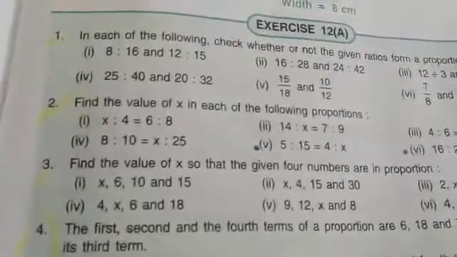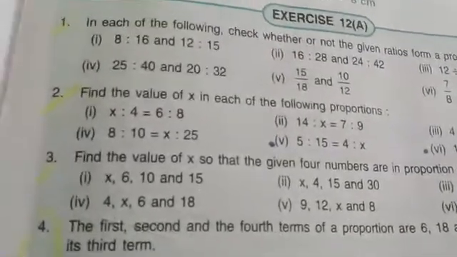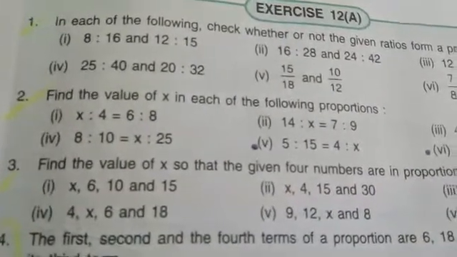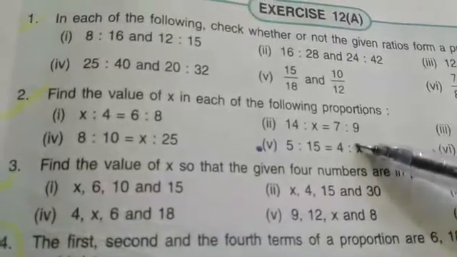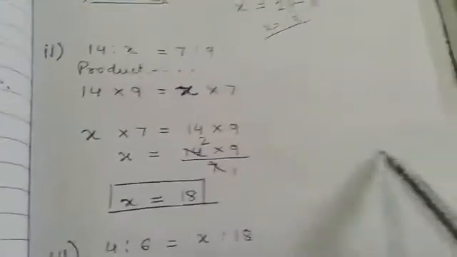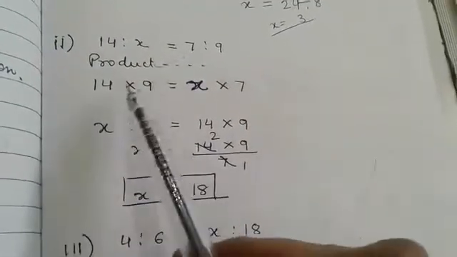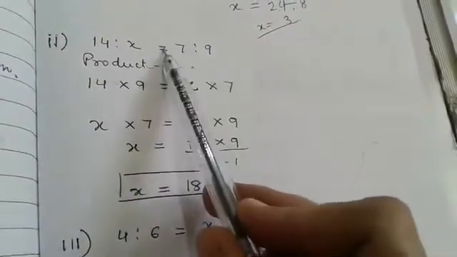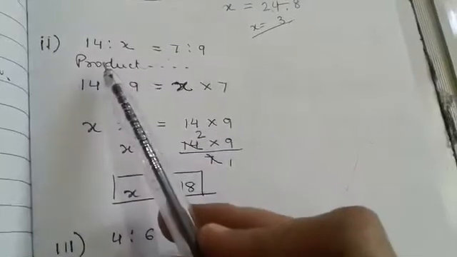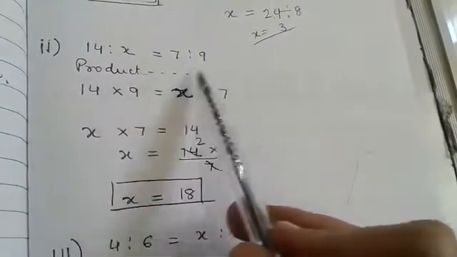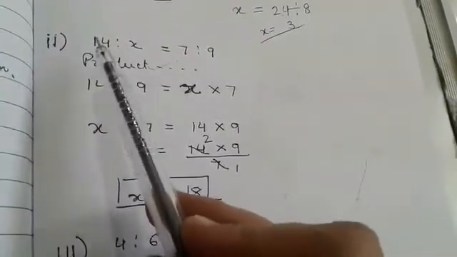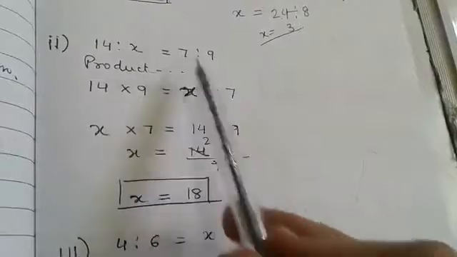So we were on question number 2, the second one, right? 14 is to x, 7 is to 9. So 14 is to x is equal to 7 is to 9. This shows that they are in proportion, since "is equal to" is there in between. So we can use product of extremes is equal to product of means. So product of extremes, that is 14 into 9, is equal to x into 7.